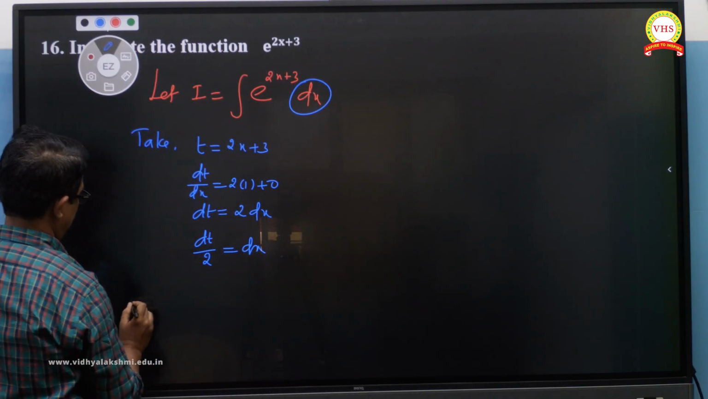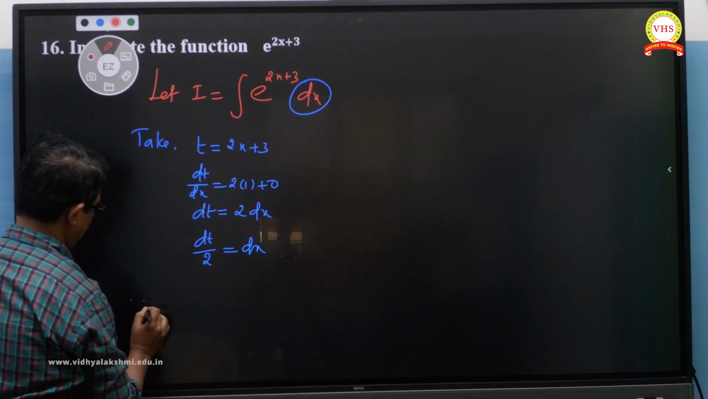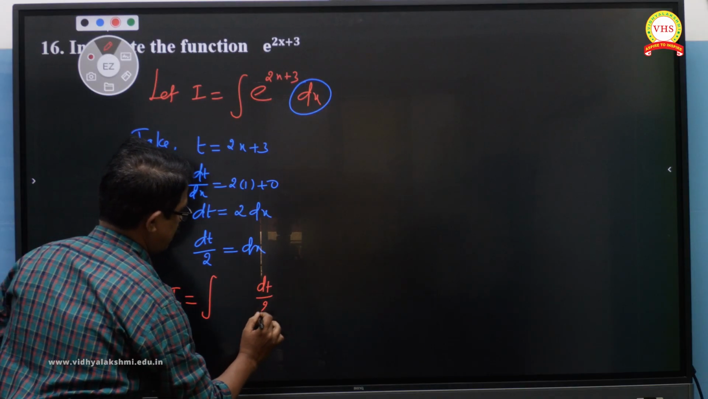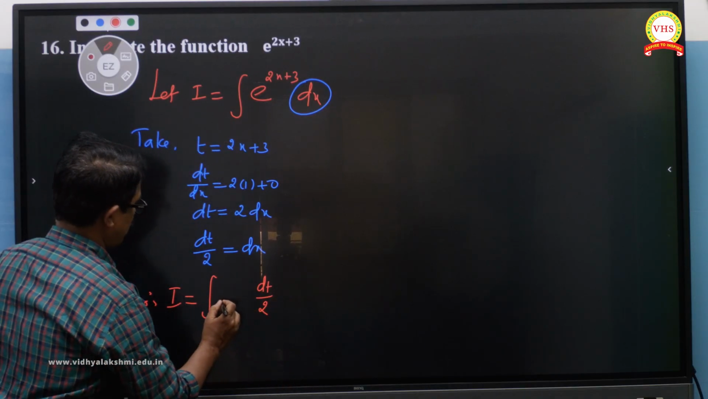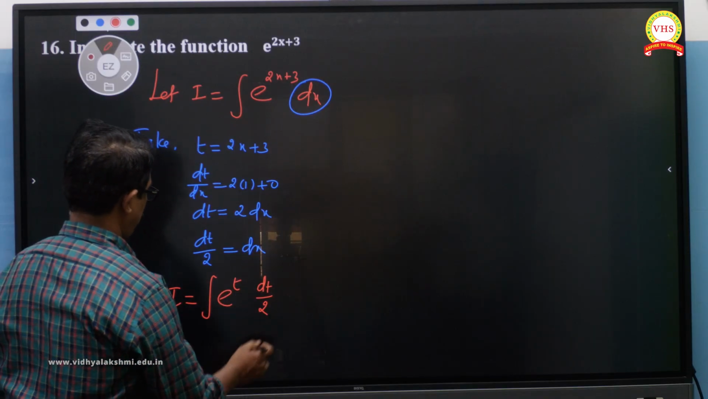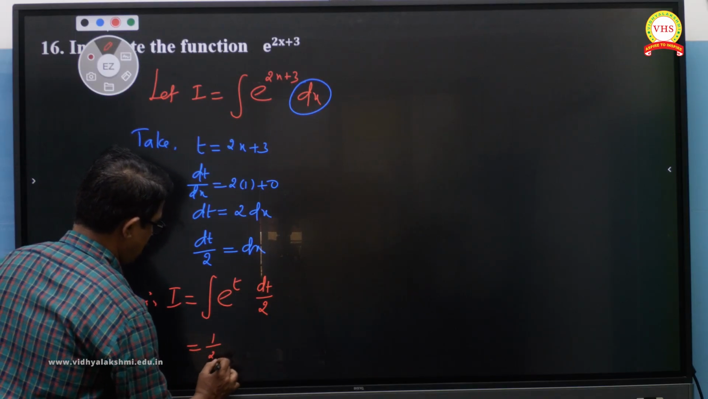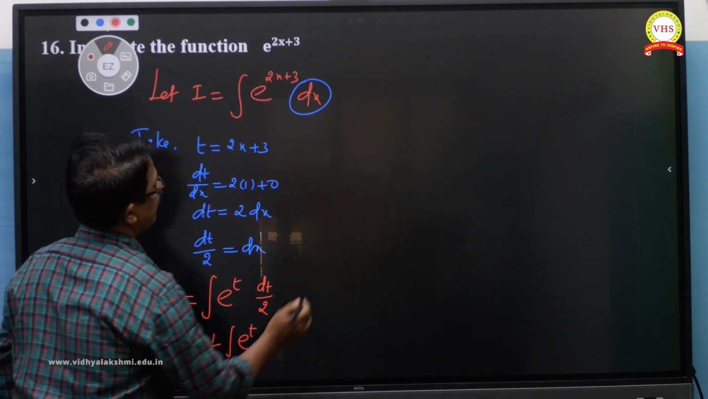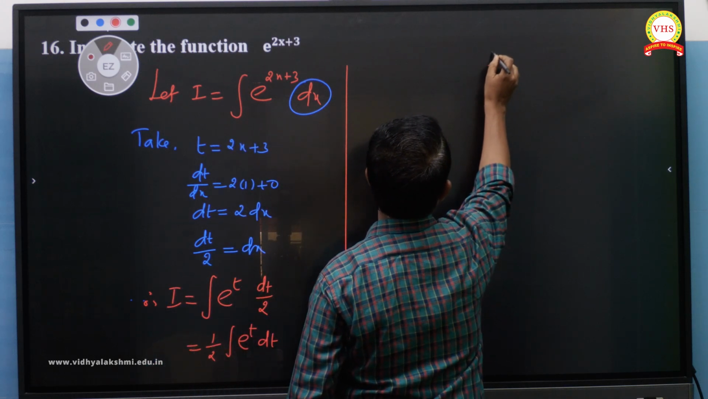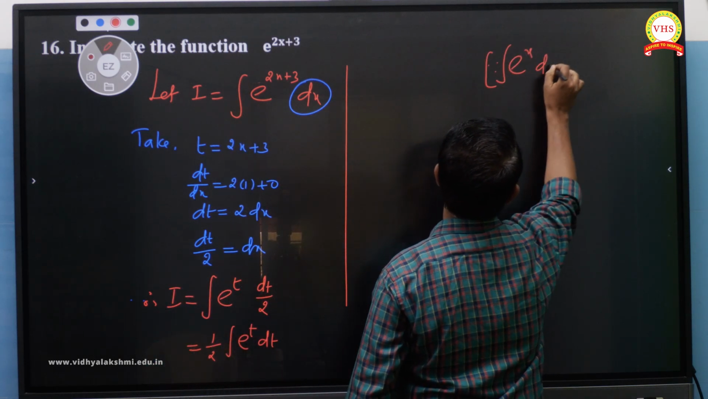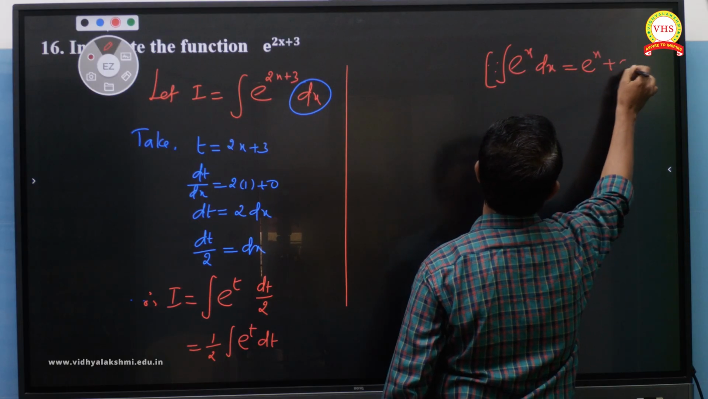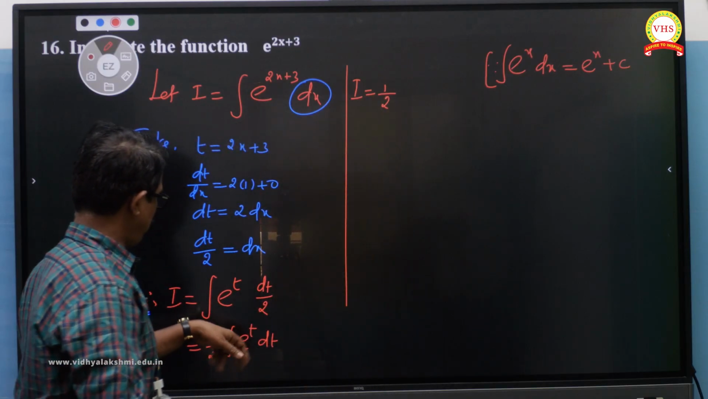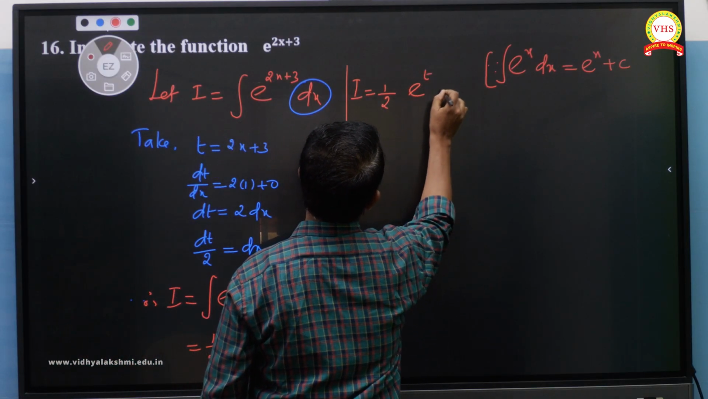Replace the I value, therefore the integral becomes the integral of dt by 2, isn't it? Now what is that value? e power t. Now 1 by 2 is taken outside, what is remaining? 1 by 2 into e power t into dt. Yes, you know very well the formula, integral of e power x into dx remains the same, e power x plus c. The same thing here, 1 by 2 is constant, so I equal to e power t plus c.